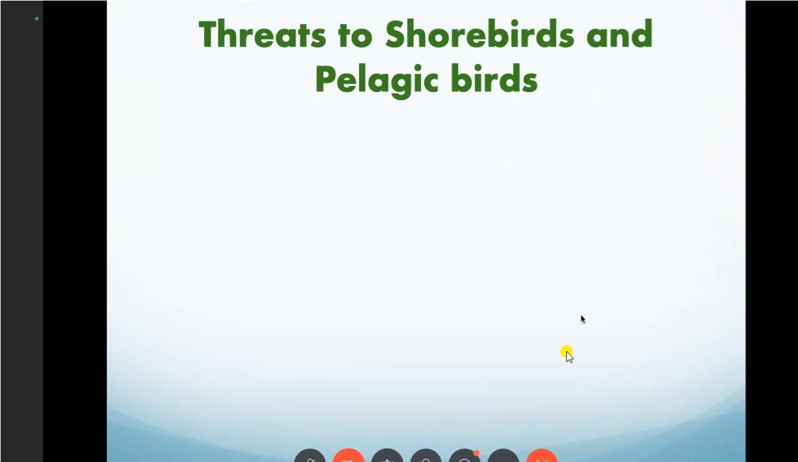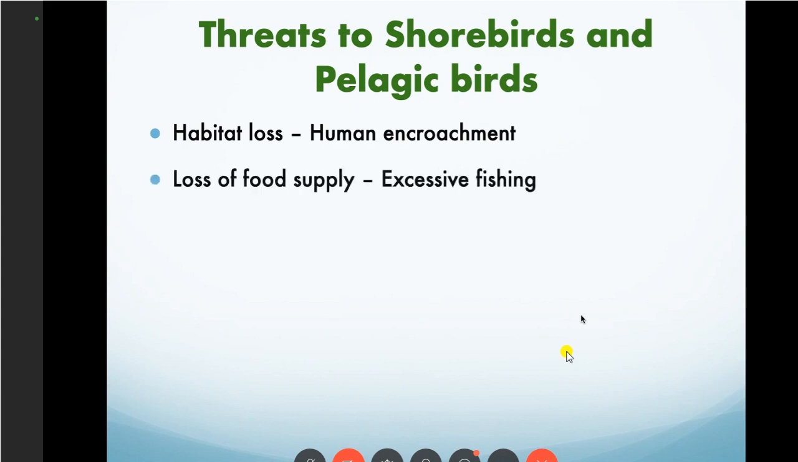Now to the part which we actually don't want to happen. So these are threats to shorebirds and pelagic birds. This can really happen, and let's take a look at them one by one and what the threats are. One is obviously habitat loss, which is human encroachment. If we encroach on all these islands that they breed on, it is going to be a straight loss for the birds. Second is loss of food supply.